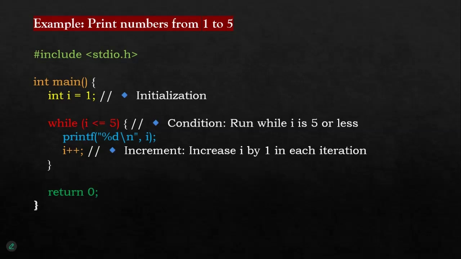After that, the while loop starts: while i less than or equal to 5. This is the condition, the second point. The condition runs while i is 5 or less. After that, the printf function, percent d slash n, then i. After that, the increment, i plus plus. i plus plus means i plus 1, so it increases i by 1 in each iteration. Then return 0.